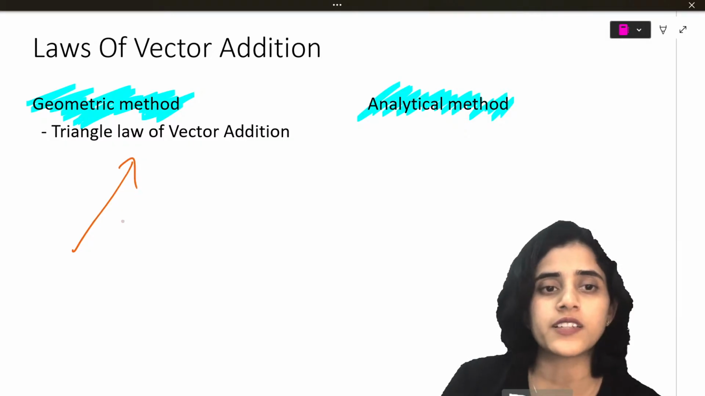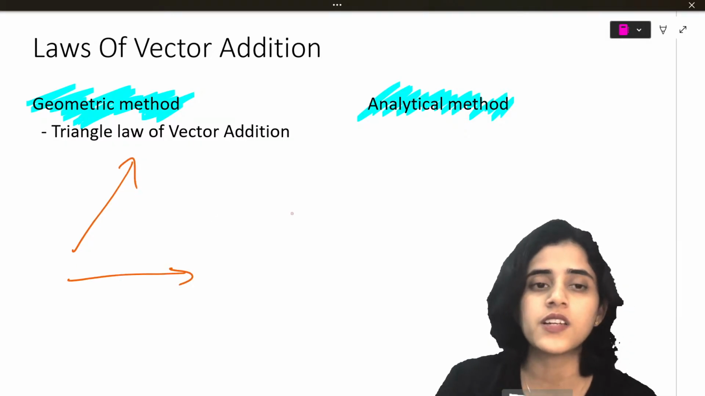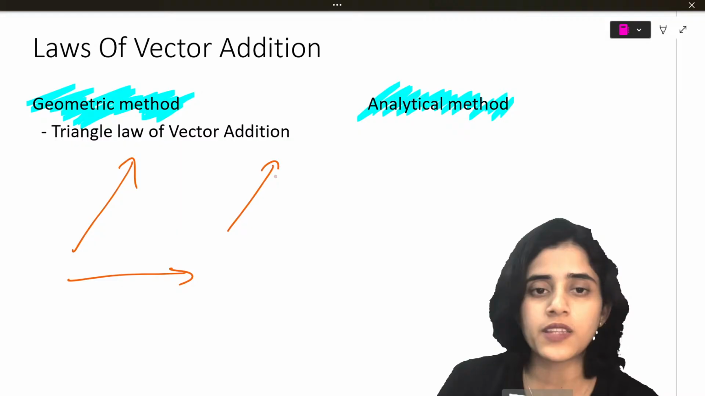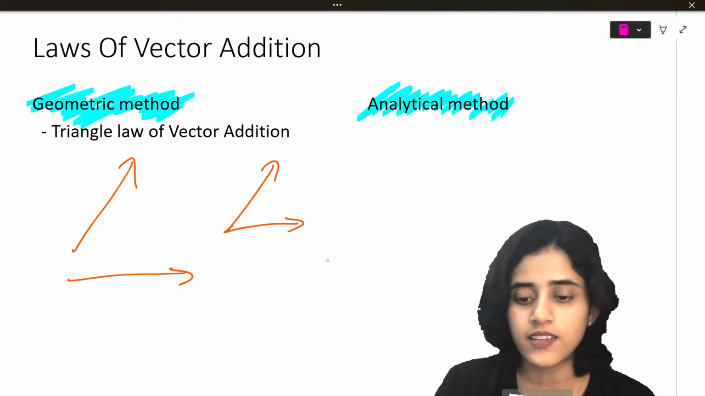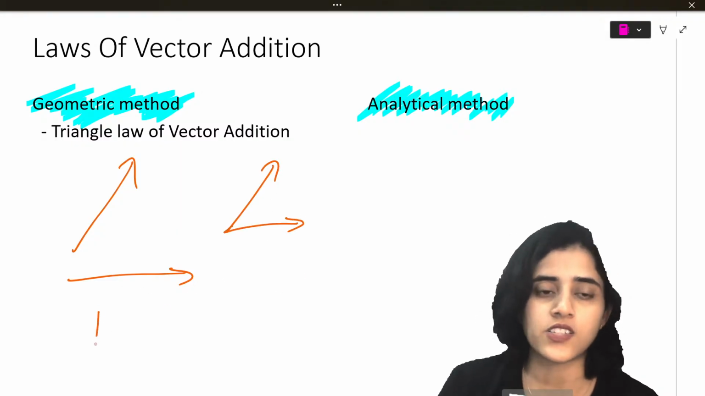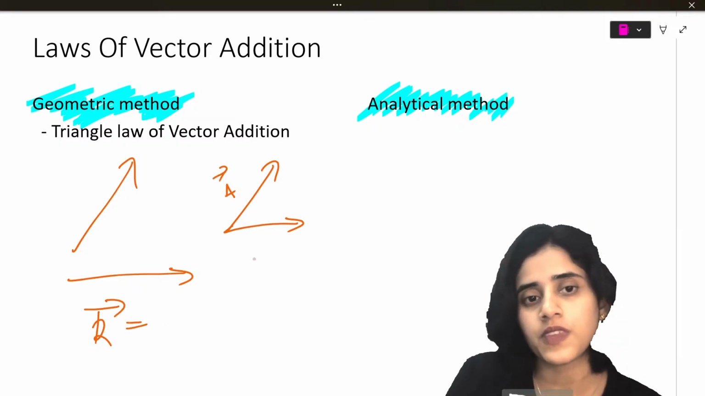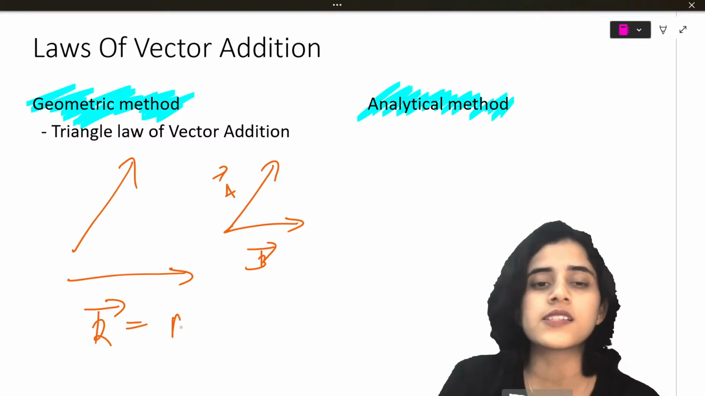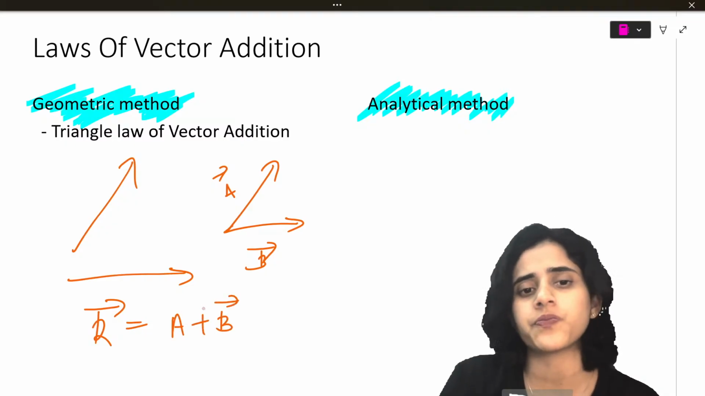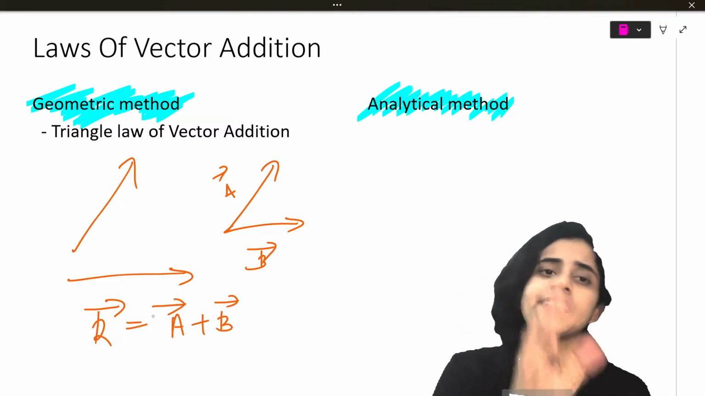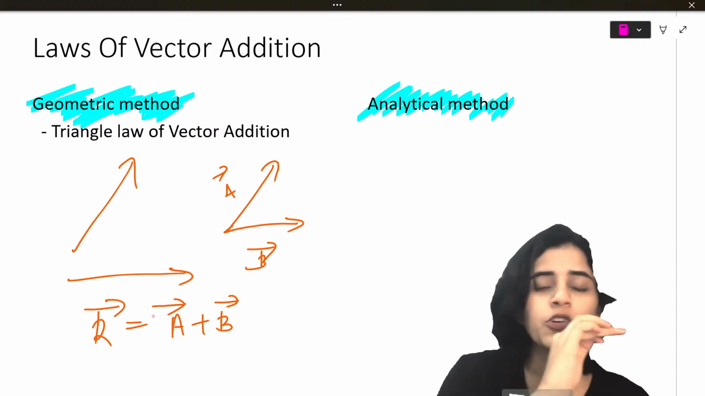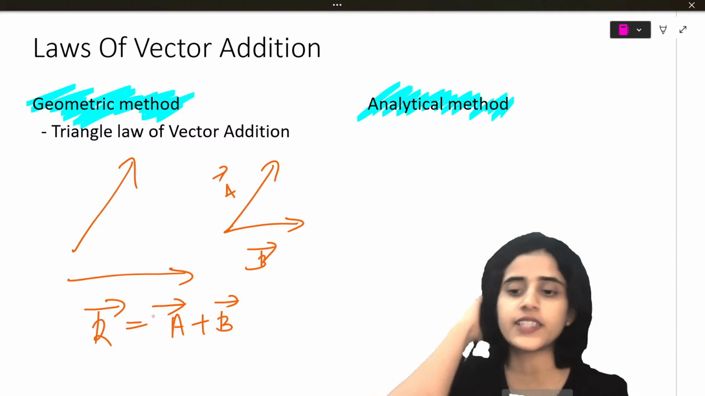So if you have two vectors, you make them like a triangle. You bring them close, you make them like a triangle, and then you find out the resultant. If this is A and this is B, the resultant will be A plus B. I will explain it in detail, students. Don't worry. Even if you didn't understand now, I will explain it in detail.